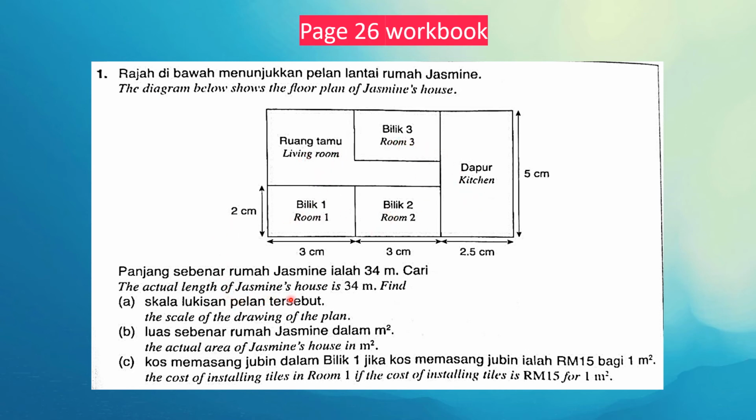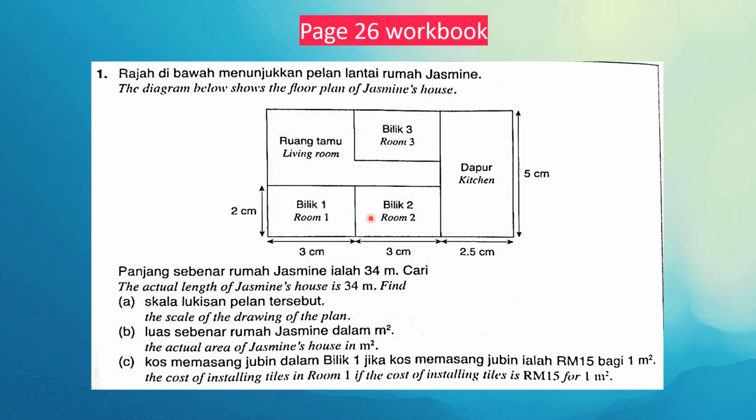So the actual length of Jasmine's house is 34 meters. So the actual length, this is the length. Okay, the real length is 34 meter. So these are the questions. A, find the scale drawing. B, find the area. And C, find the cost of installing tiles in room 1.